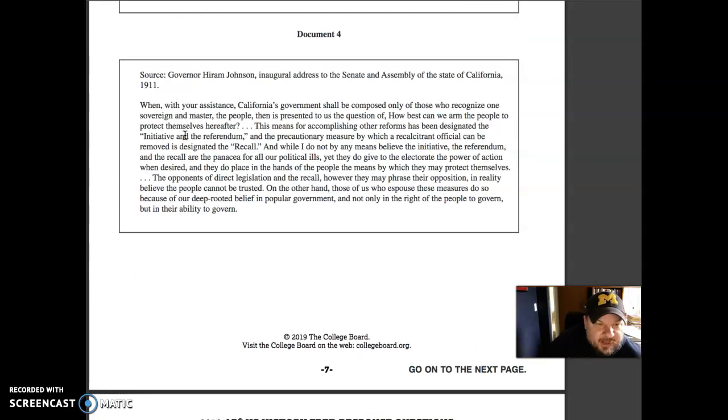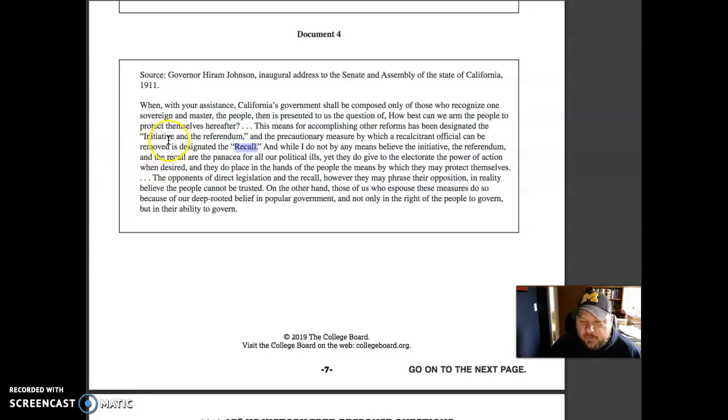Document 4 was a guy by the name of Hiram Johnson, who's addressing the state of California. And really, this point of view is all about a progressive reform that's looking to make the government more democratic, meaning more interactive for the people. A little bit like Jane Addams was talking about in Hull House, taking it out of the hands of the party bosses and putting it into the hands of the people. Hiram Johnson advocates for a couple things: an initiative, a referendum, and a recall.